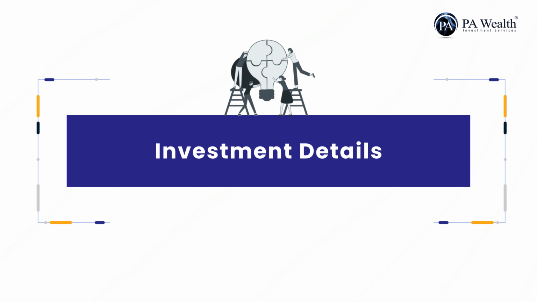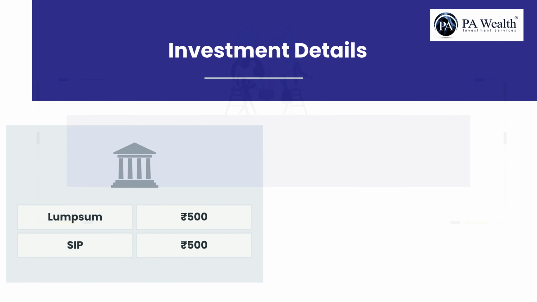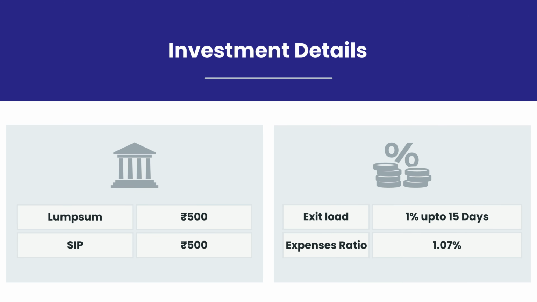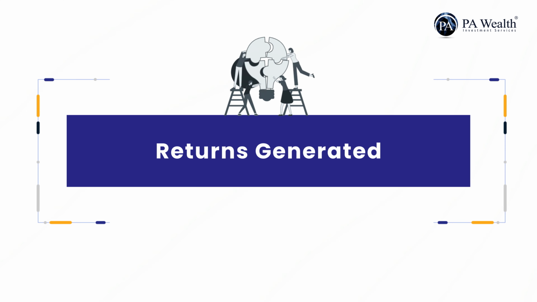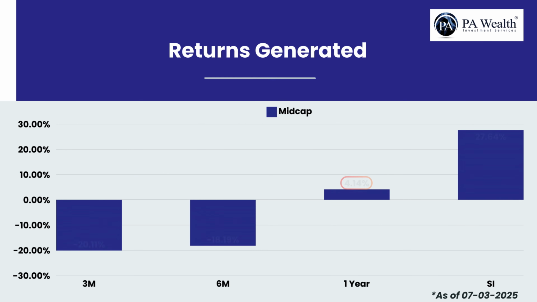Now, let's take a look at the investment details of the fund. The Motilal Oswal Microcap Index Fund is a focused mutual fund scheme, with a minimum investment of 500 rupees in lump sum, and 500 rupees in SIP. It has no lock-in period, but a 1% exit load applies to investors redeeming units within 15 days. Now, let's look at the returns generated by the fund. The fund has delivered a 4.14% annual return over the past year, and an impressive 27.64% annual return since inception, as of 7th of March 2025.